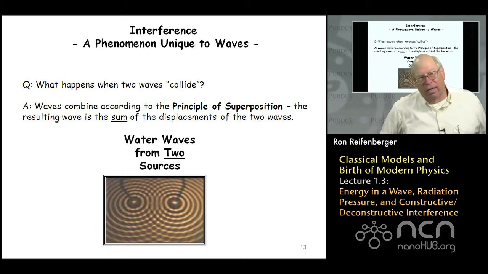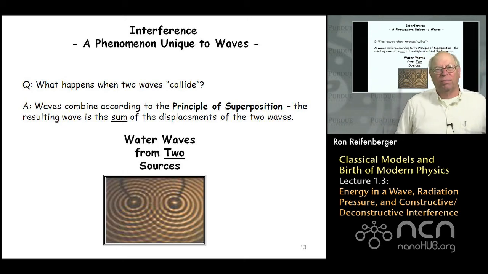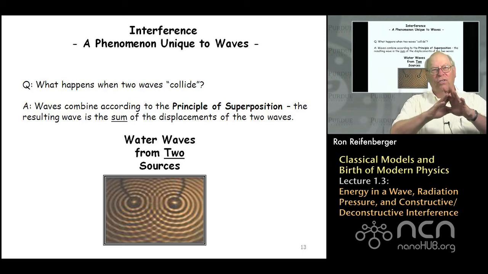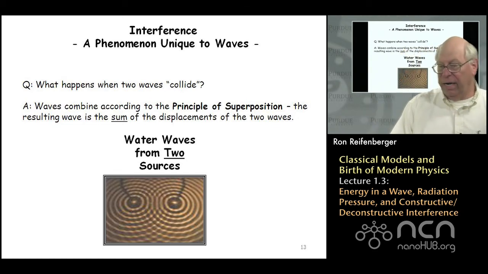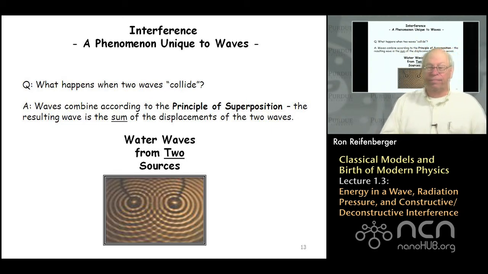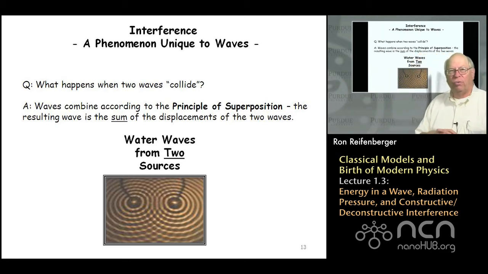Another property of electromagnetic waves is that they can experience interference effects. And this interference is a property that's really unique to waves. I like to discuss it by just asking what happens when two waves collide, right? That's a fair question. And the answer is that when two waves collide, they combine, according to this very famous principle of superposition, which says that the resulting wave at any point is the sum of the displacement of the two waves that are combined at that point.